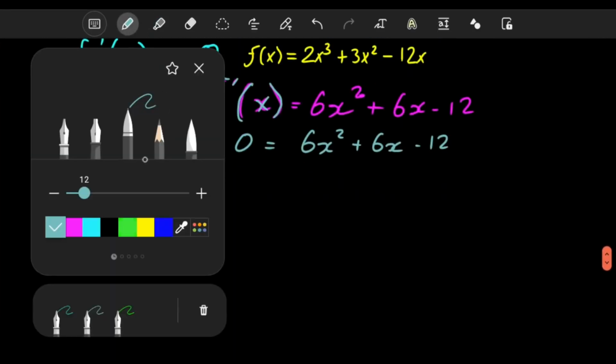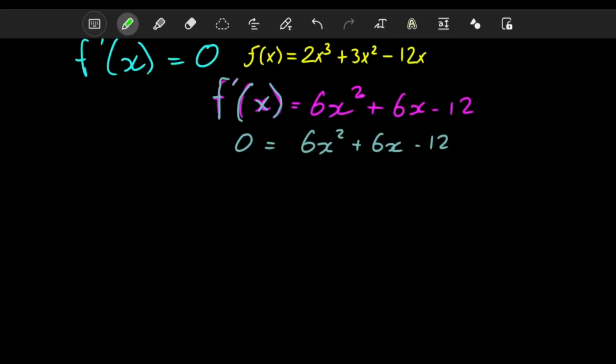So let's solve for x here, and guess what? You guessed it, we're going to use the quadratic equation.